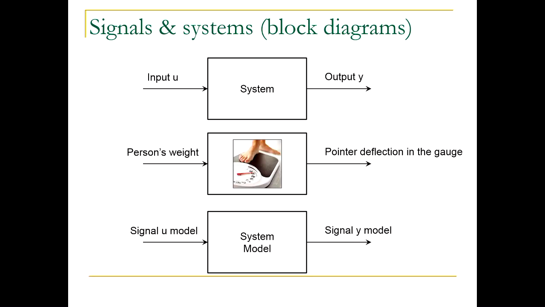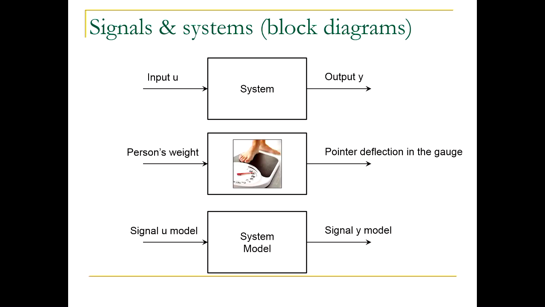So thinking about systems in this abstract way, inside the boxes I represent them by system models, and all these arrows represent some physical signals. In this case, input is the person's weight, and output is the displacement, the deflection of the gauge. It turns out that pretty much any system can be represented in this way, and that will be very useful for engineering design.